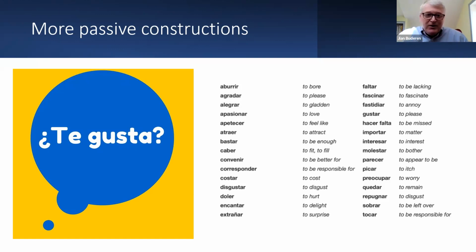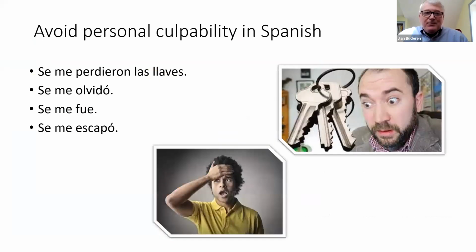Okay, and bearing that in mind, I love the fact that Spaniards and Spanish-speaking people avoid personal culpability, right? It's never your fault in Spain, right? So you don't lose your keys. I mean, I can translate perdí las llaves, right? But I would never say that in Spanish, because why would I implicate myself? I would say, se me perdieron las llaves. The keys got lost and I was there, right?